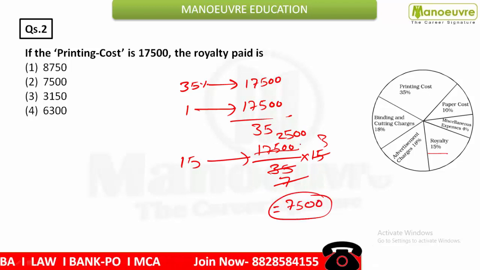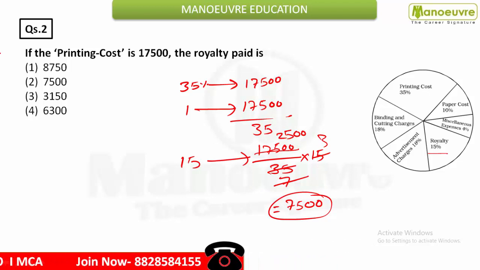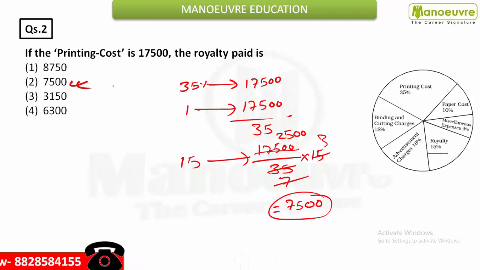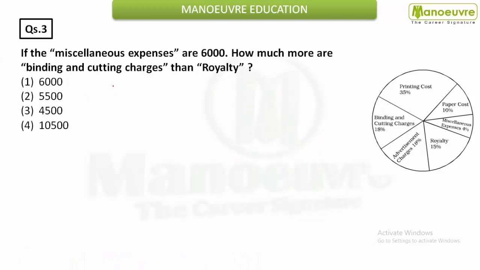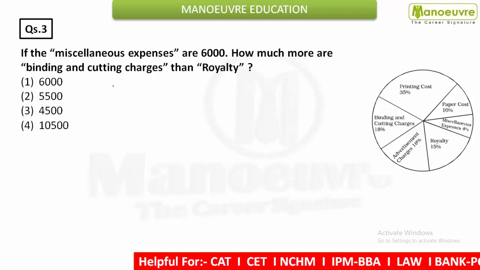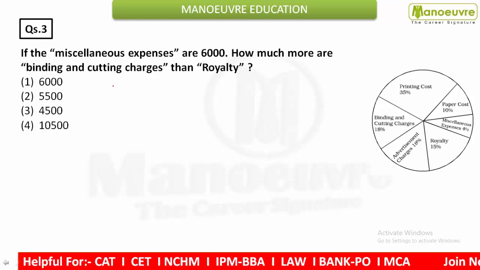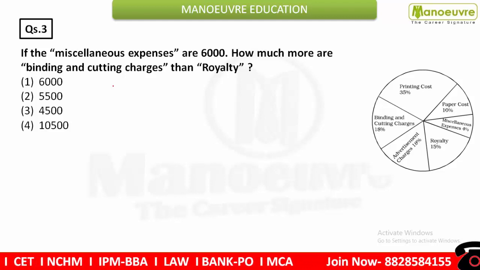Okay, I have multiplied this 25 into 3, so it will give you 7500. So that is your option 2. Move on to the next one, guys. If the miscellaneous expenses are 6000, how much more are binding and cutting charges than royalty?